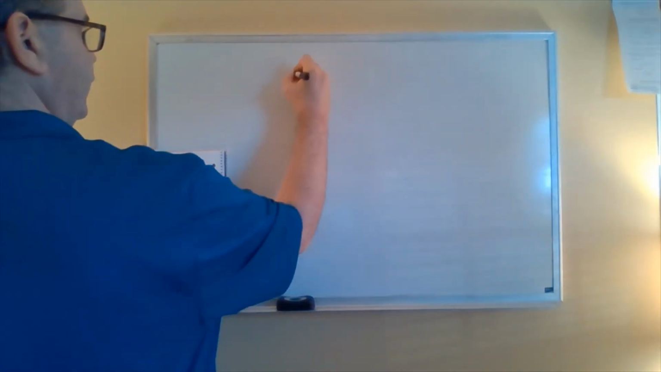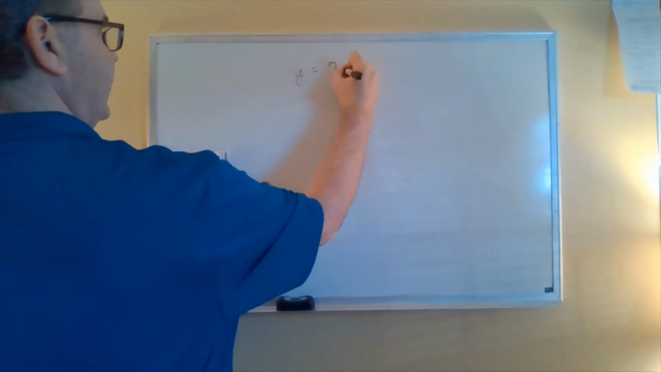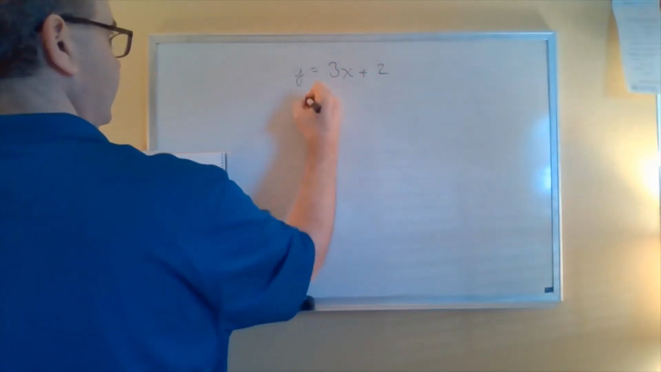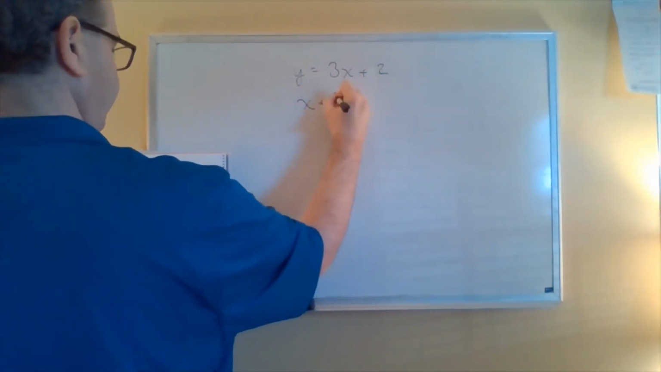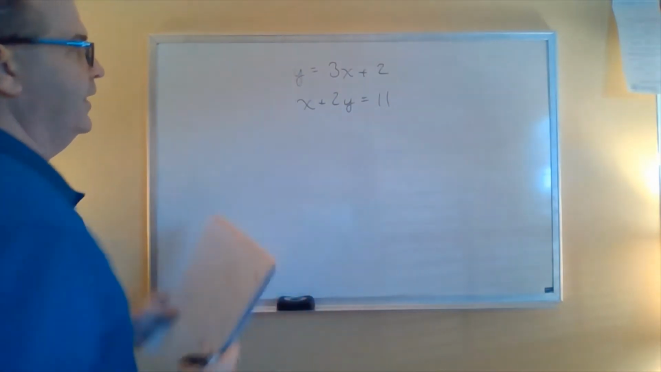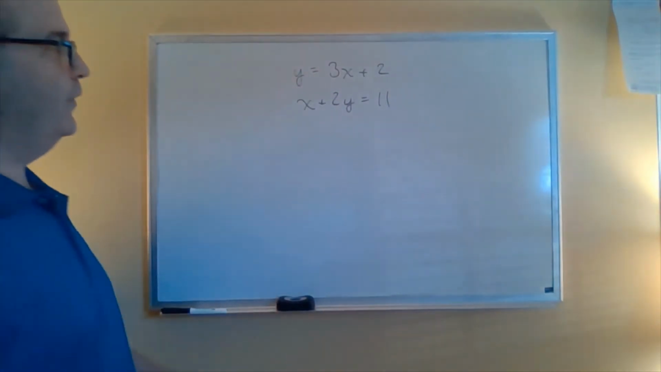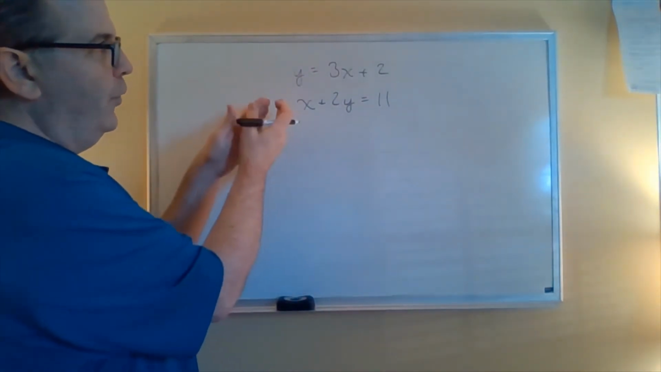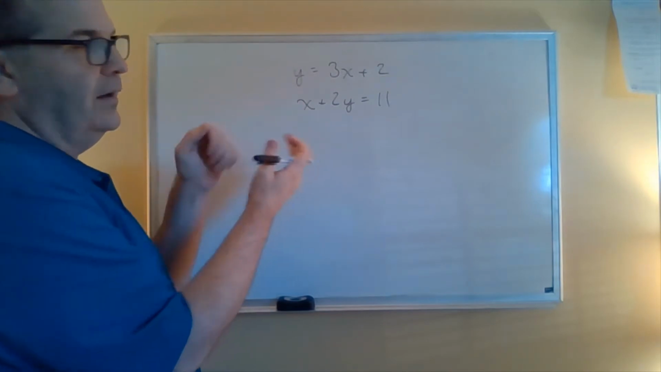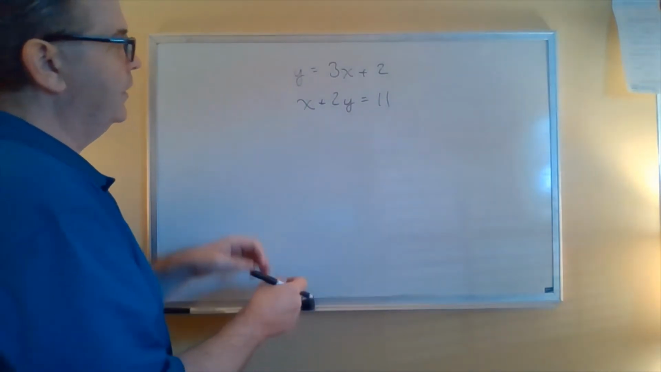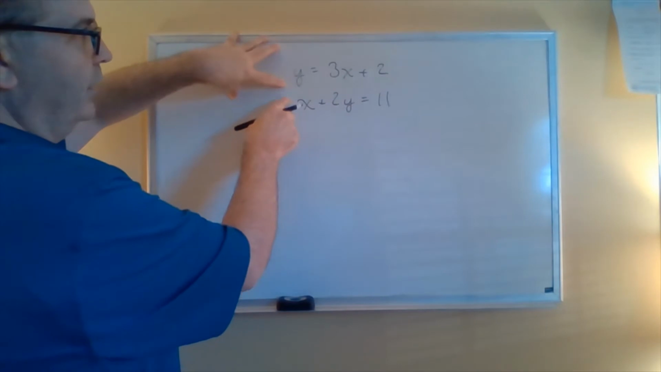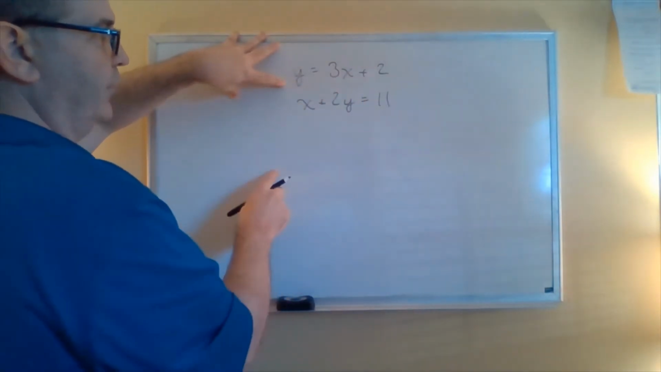So let's look at two equations here in a system. We have y equals 3x plus 2, and we have x plus 2y equals 11. Now here we have to find a point. What is the point that these two will intersect at that is the solution for this system? Okay, so we are given that y equals 3x plus 2.